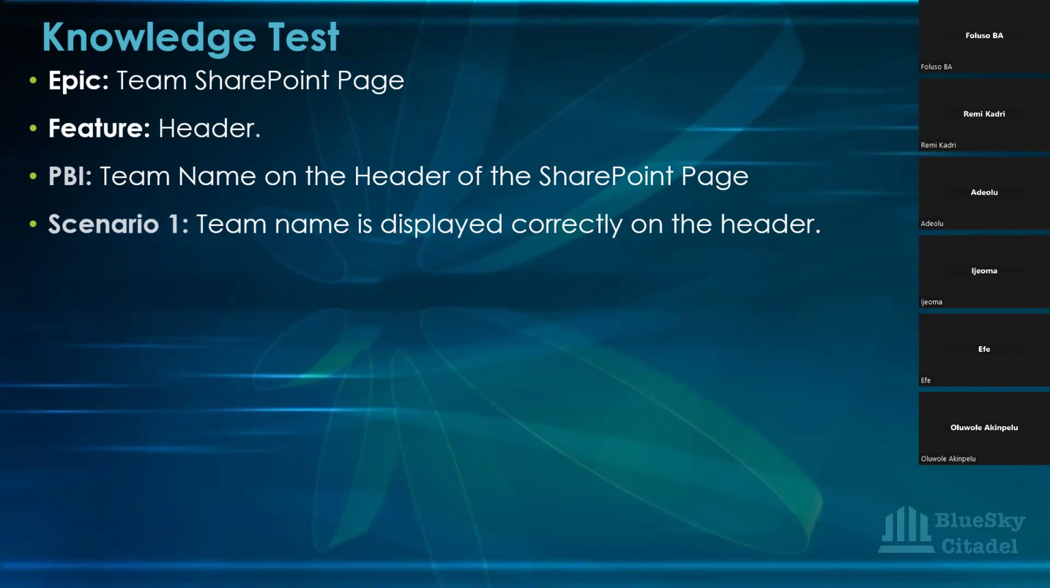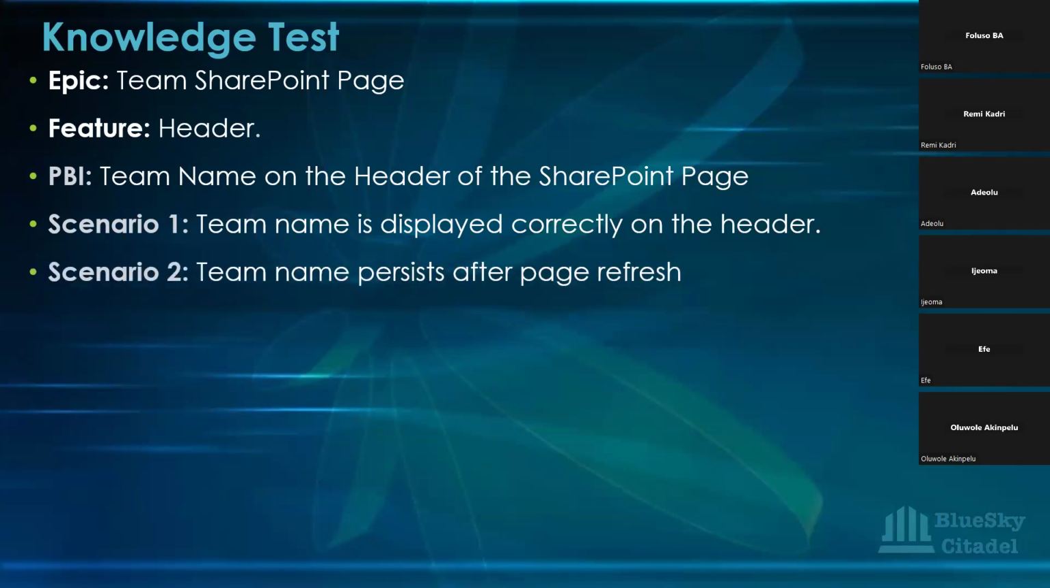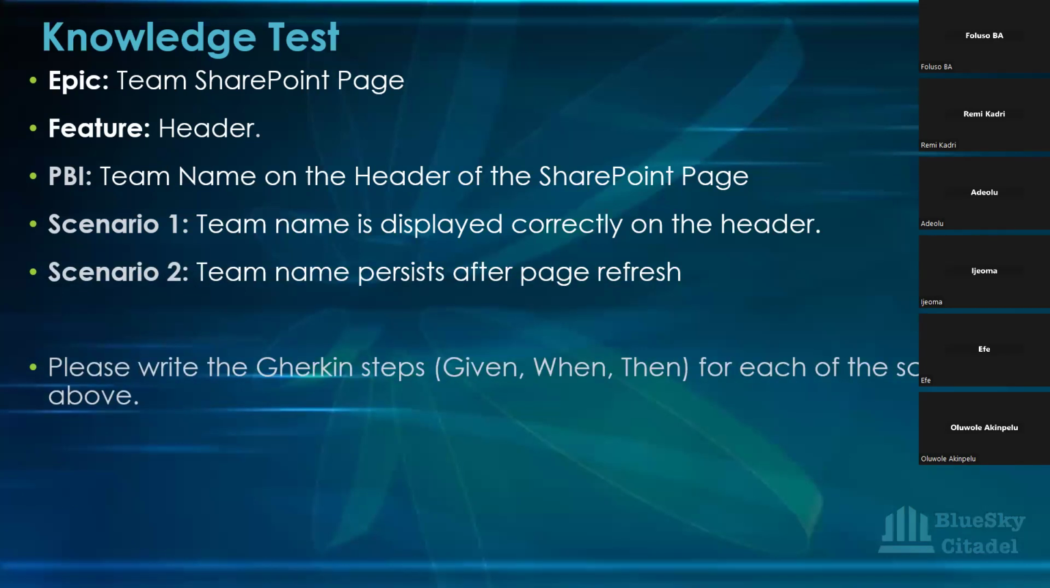We are all doing the SharePoint, and I'd imagine that this is one of the requirements for Sprint 1, and I'd imagine that all of you are getting this user story, haven't you? So scenario 1, team name is displayed correctly on the header. Scenario 2, team name persists after the page refresh. Please write these Gherkin steps for each of these scenarios above.